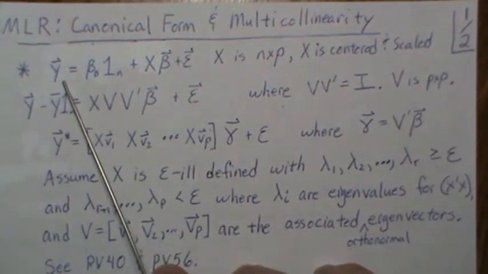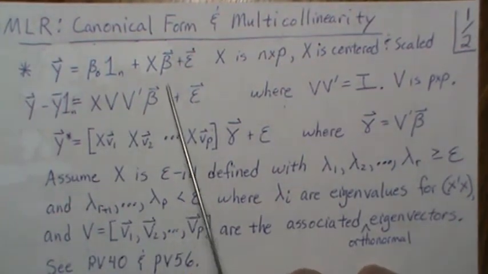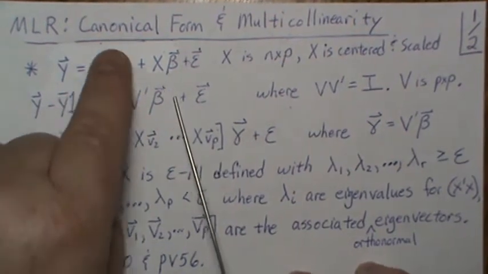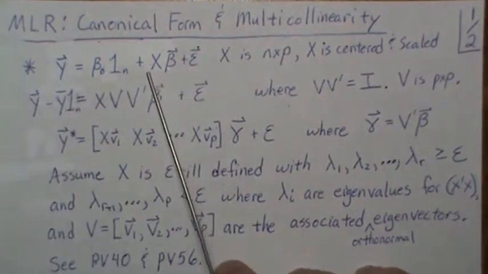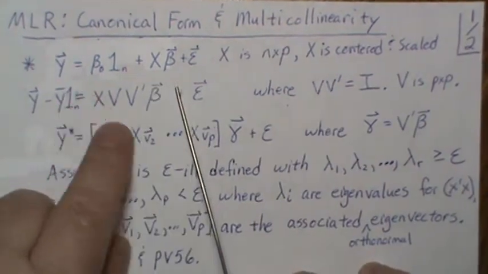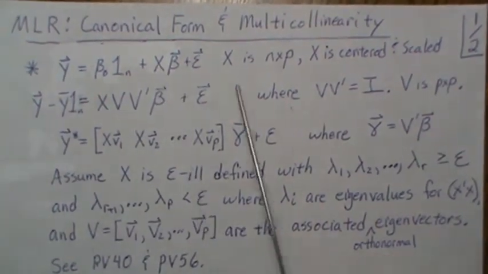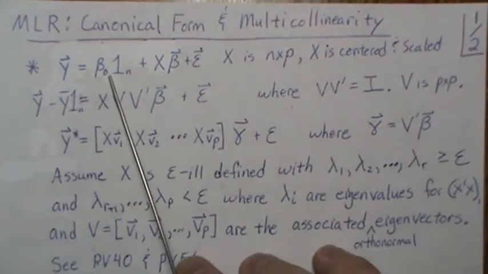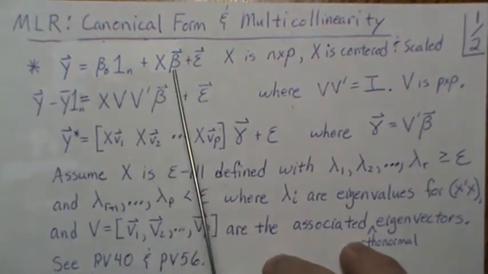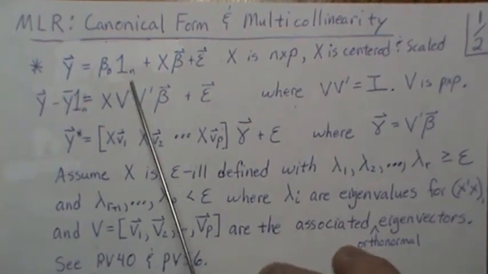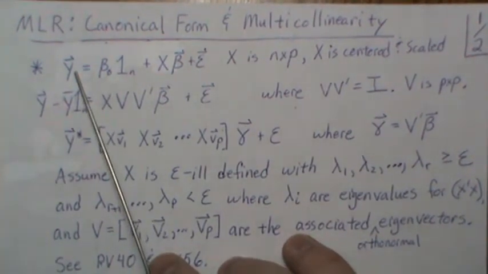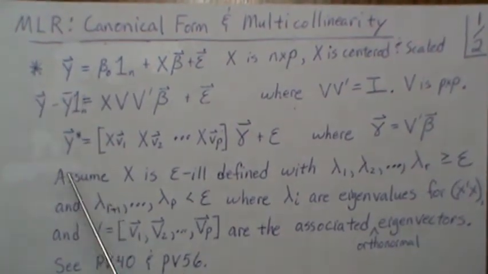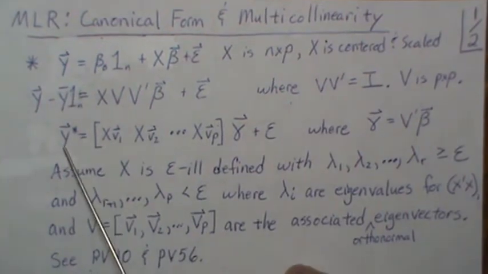So here we assume the model is y equals beta 1 plus X beta plus error. A lot of times this piece is encompassed in here, where the first column is all ones, but we're separating it, and we're going to take this matrix and center and scale it and assume it's full column rank. Now the least squares estimate for beta 1 when the design matrix is centered is y bar. So if we subtract that over, we take our y data, subtract the mean from each element, and call it y star.